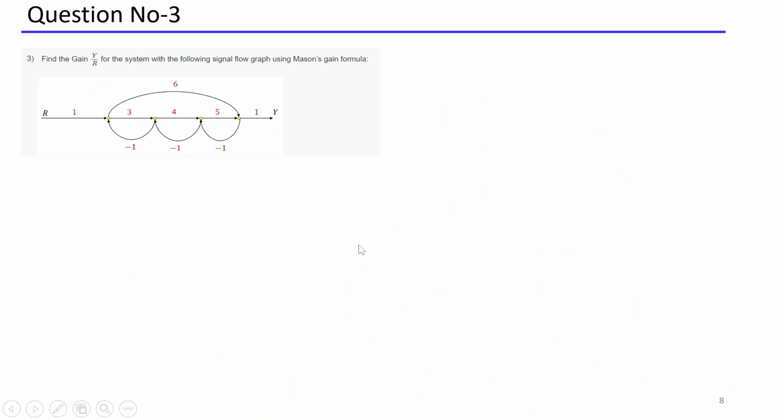Now this is another question, number 3. Can anyone try to solve it? Can you try to solve the question? First of all, tell me what is P1? How many forward paths are there?